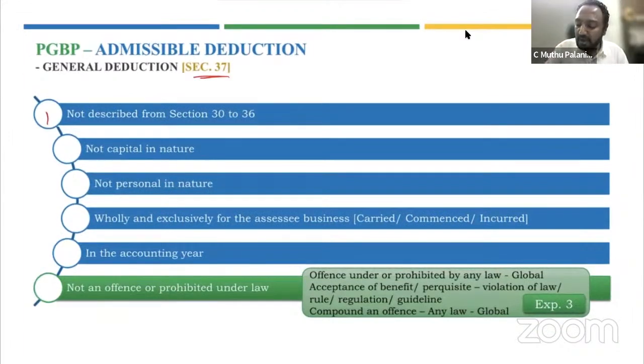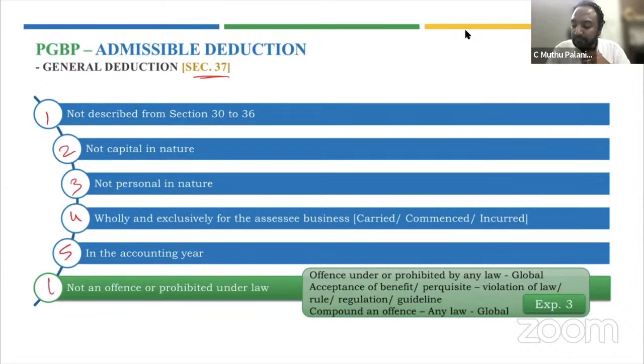Second, it must not be capital in nature. Only revenue in nature will be allowed. And it should not be personal in nature. So that's also a common thing. It must be wholly and exclusively incurred for the business carried on by the assessee, a business which has already commenced, and it is actually incurred wholly and exclusively for the purpose of the assessee's business. And fifth thing, such expenditure should be incurred in the accounting year. So if your examination is for previous year 22-23, this expenditure should be incurred in previous year 22-23.